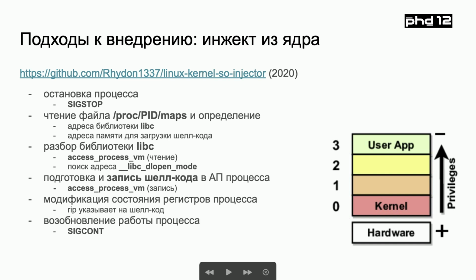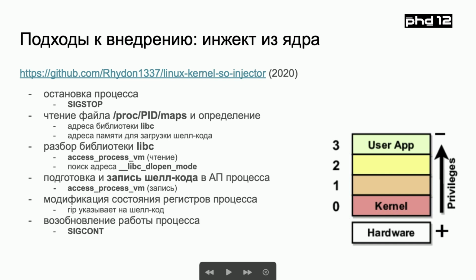Will do reading and parsing of the libc library, and it will also try to identify the address of the symbol libc_dlopen_mode, which is an internal function that, if you give it the path, will try to upload the library to the address space of the process. So once this function has been found, this module will then prepare and write shellcode into the address space of the process using the access process VM function.